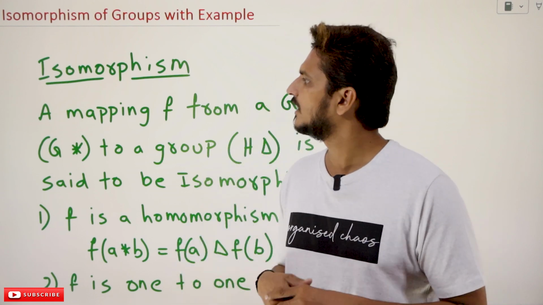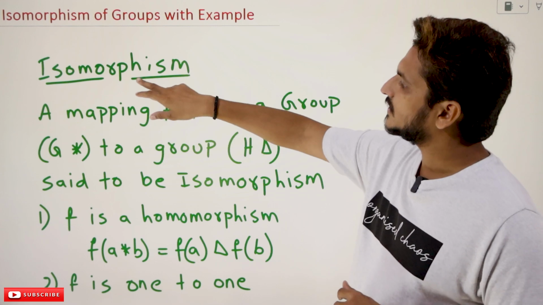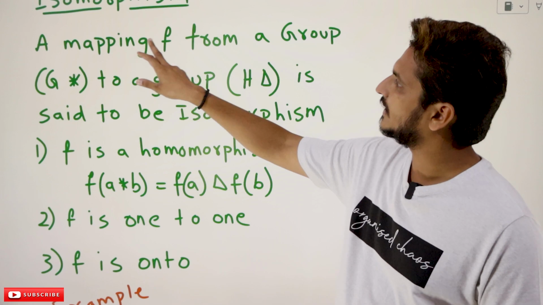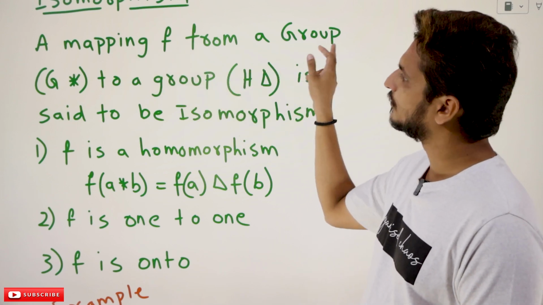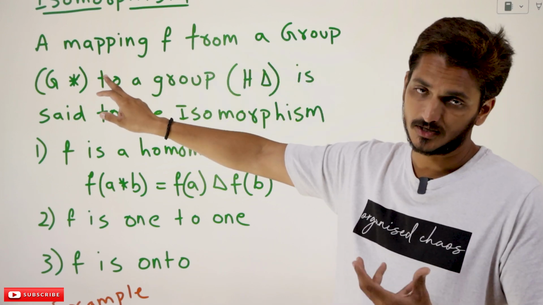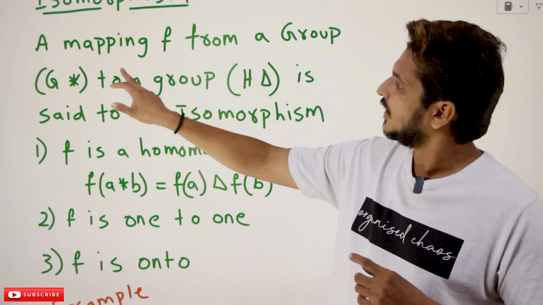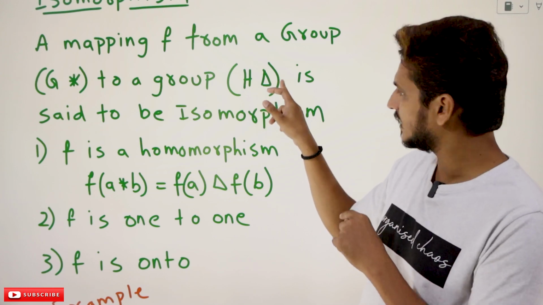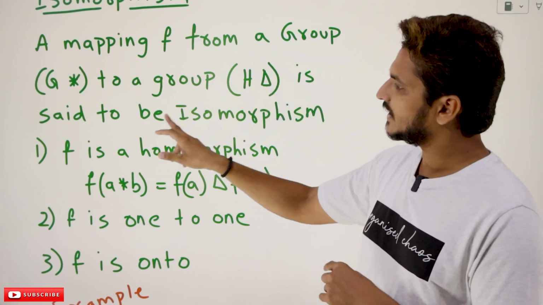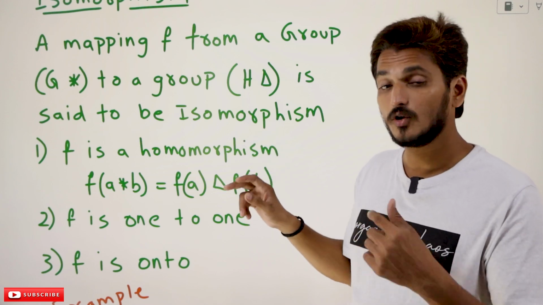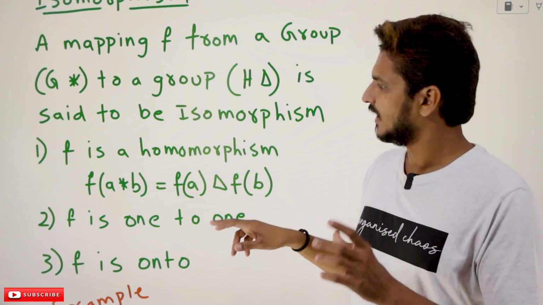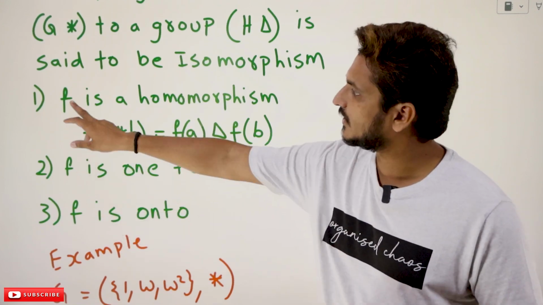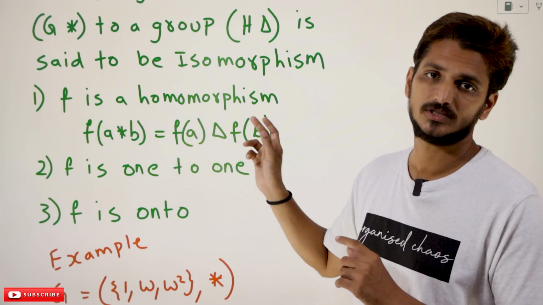Coming to today's class, first we try to understand the definition of isomorphism, but with an example you are going to get clarity. A mapping F from a group (G, star), where the binary operation is star, to another group (H, delta), where the binary operation is delta, is said to be an isomorphism when it satisfies three conditions. The first condition: F is a homomorphism.